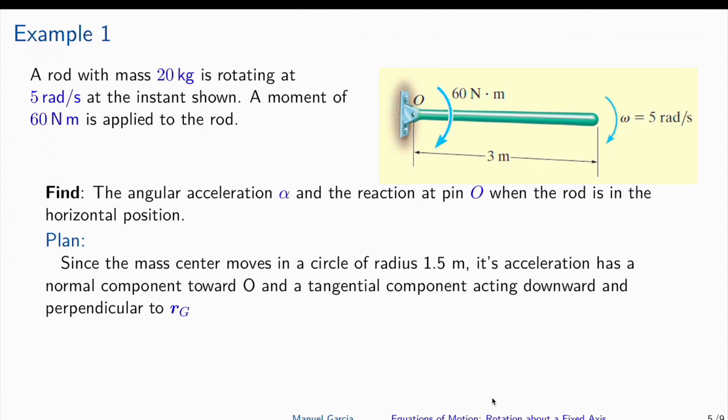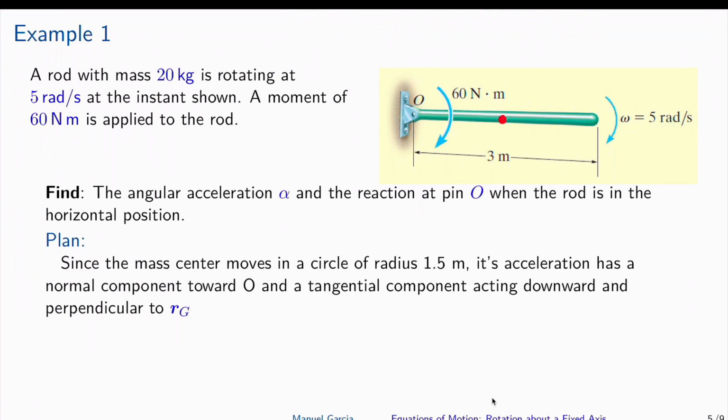We need to find the angular acceleration and the reactions at point O when the rod is in the horizontal position. So in the horizontal position, we need to compute both alpha and the reactions, which are two reactions in these two directions. So what is the plan? How do we solve? The center of mass will move in a circle of a radius of 1.5 from this point.